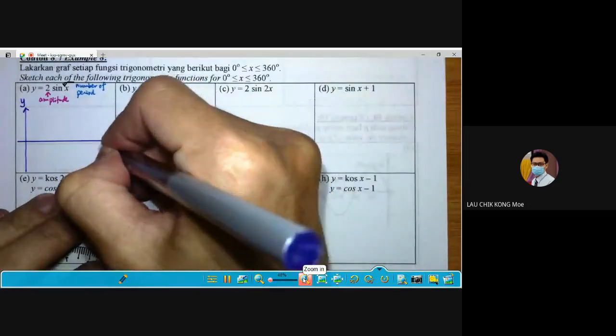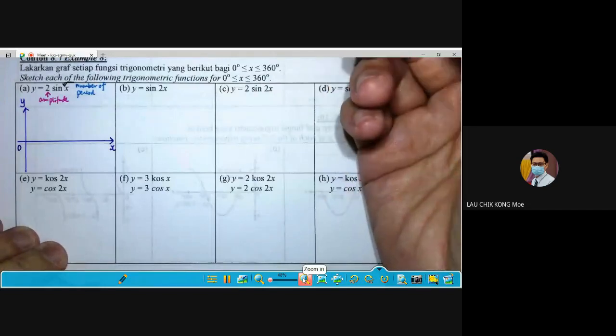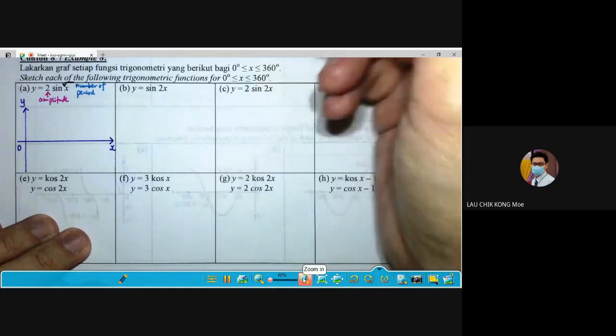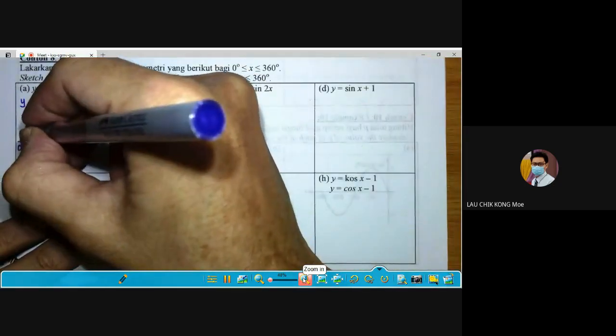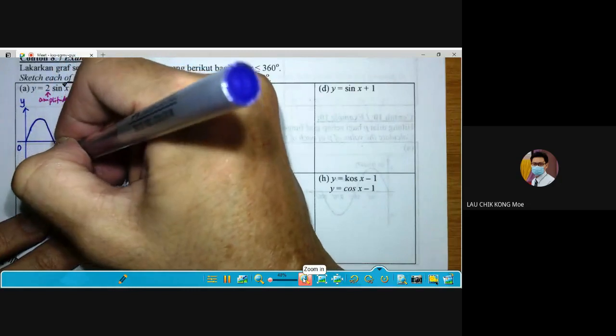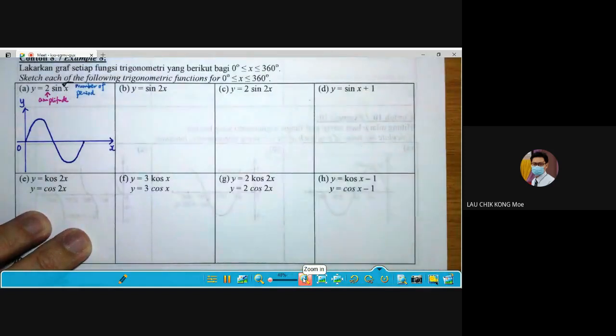Okay, and then 0. All right. And then we know that this is sine x. So we start from 0. You can draw first, going up, down, and going up. Okay? All right, so this is a graph.